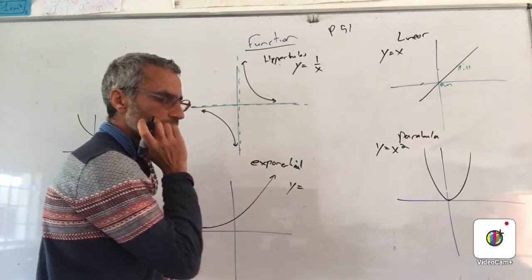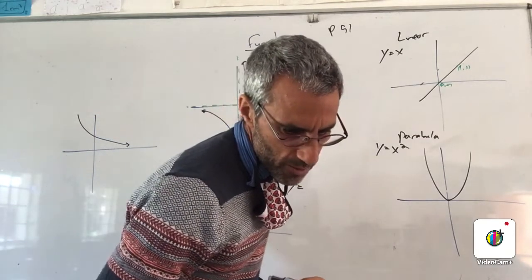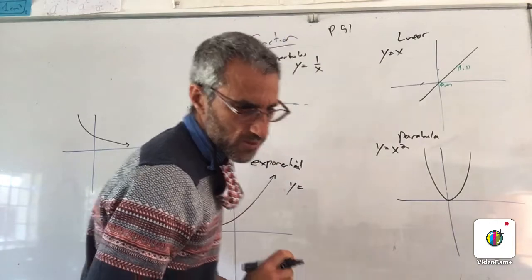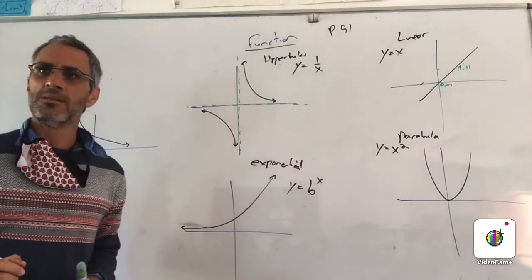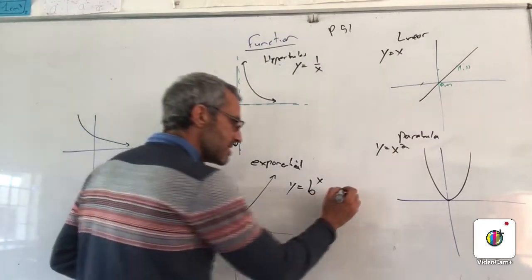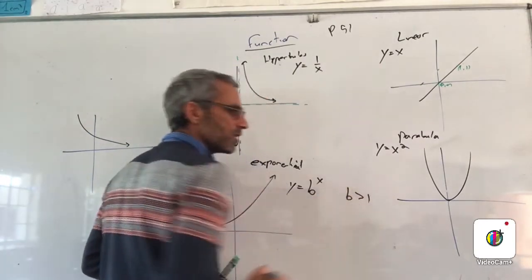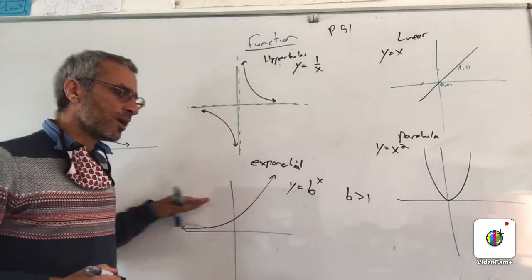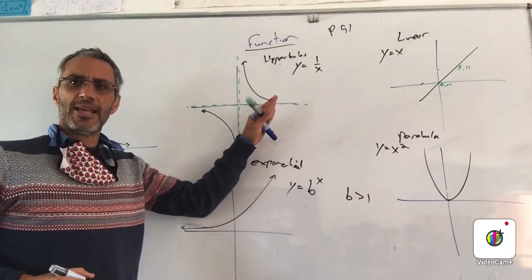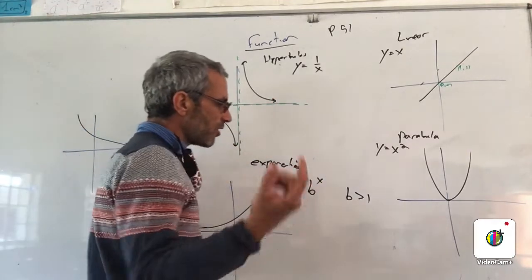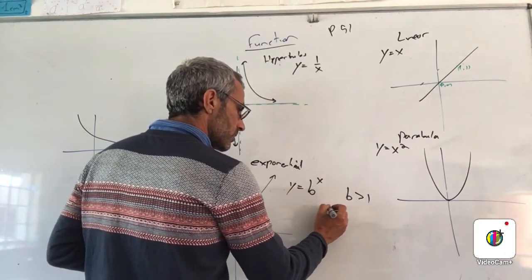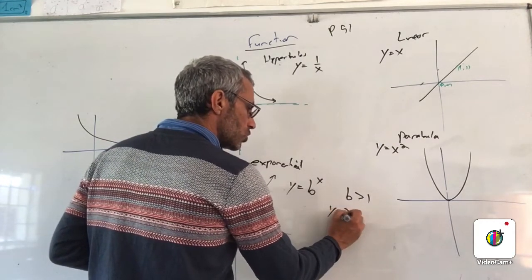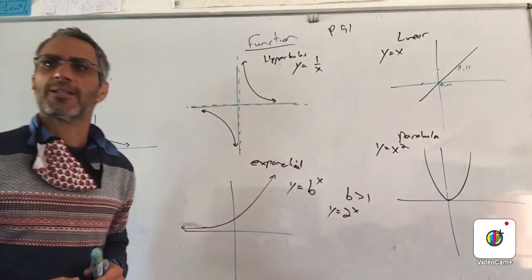Which a do we use? I can't even remember. So it's basically b to the power of x. We use the letter b, where b is larger than 1. If b is larger than 1, the airplane is taking off. For example, the one I normally use is y equals 2 to the power x. That's how I start.